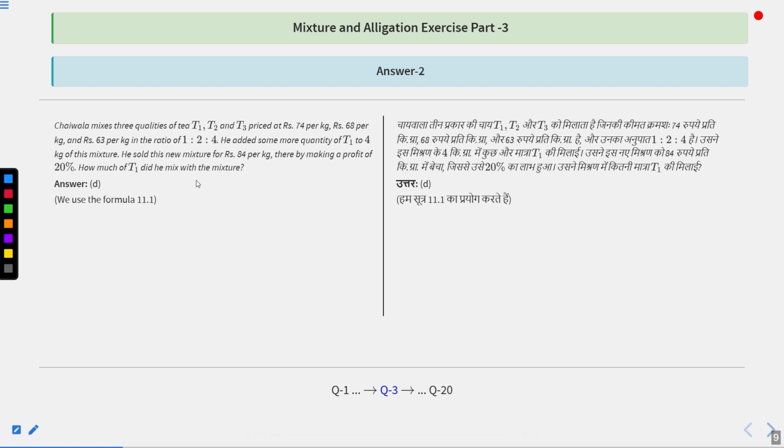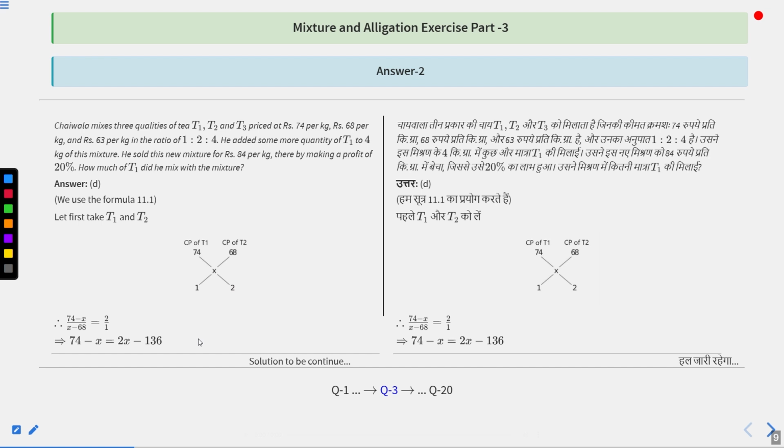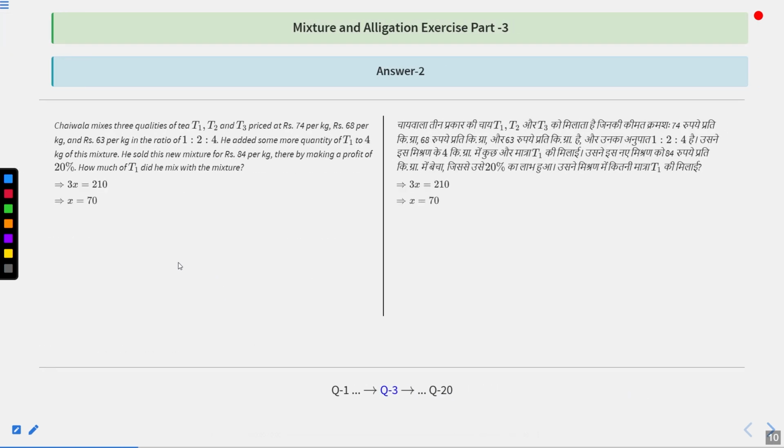Now we are going to use formula 11.1. So first let us take T1 and T2. T1 is 74 rupees per kg and T2 is 68 rupees per kg. Let the average price of T1 and T2 be X, and the ratio given is 1:2 for T1 and T2. So we can calculate X. We know the formula: 74 minus X upon X minus 68 is equal to 2:1. When we calculate it, we get the value of X, which is 70 rupees. Now take T3.